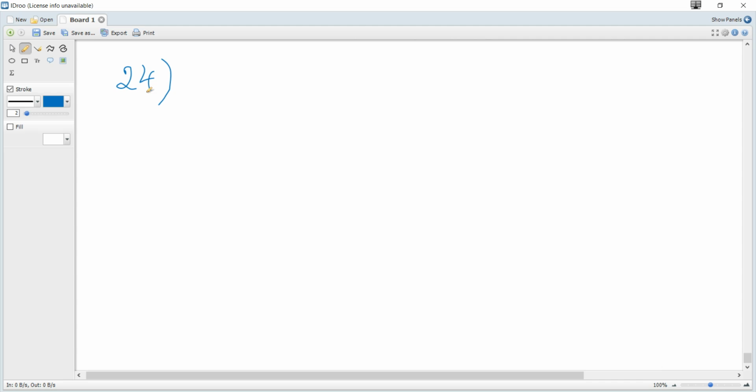24. A nucleus of platinum undergoes alpha decay to form an osmium nucleus as represented by the following reaction. 78, 175, osmium plus alpha particle. It's not given, but we know that it's 2, 4. What are the number of protons and the number of neutrons in the osmium nucleus?